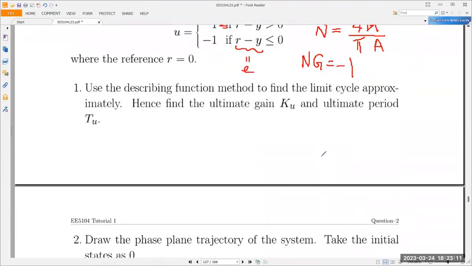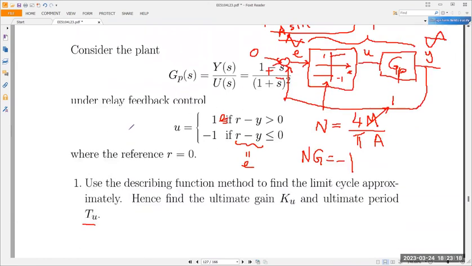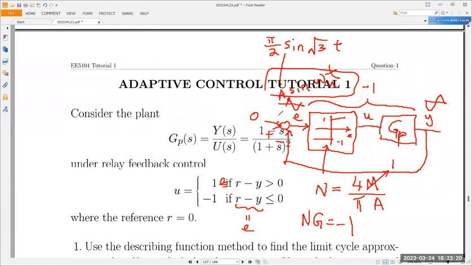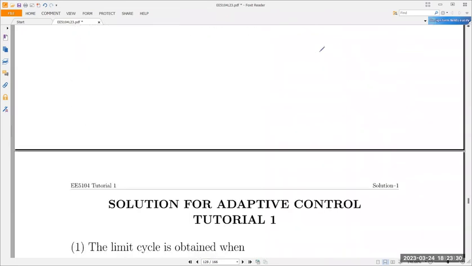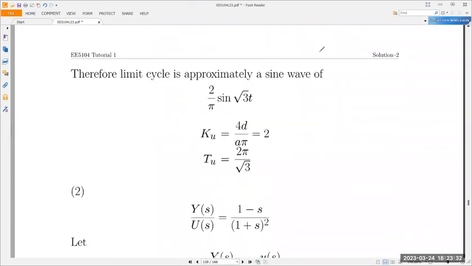Then find the ultimate gain and the ultimate period. The ultimate period is easy. It is the period of this limit cycle. So that's easy. Omega is √3. So you just do, the period is 2 pi over omega. So that is easy.